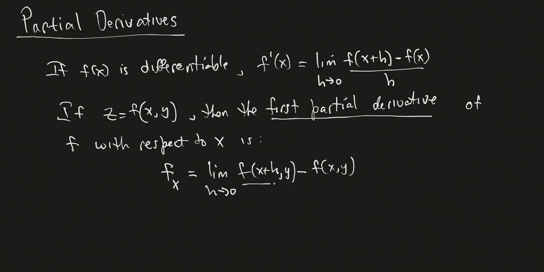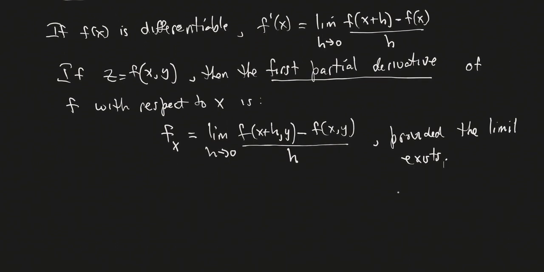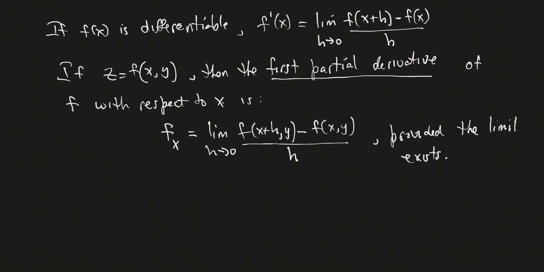And then we still divide by h, right? And again, this is provided this limit exists, right? So provided the limit exists. We always have to have that disclaimer, because what if our limit doesn't exist? Then we can't have, in this case, a partial derivative with respect to x.